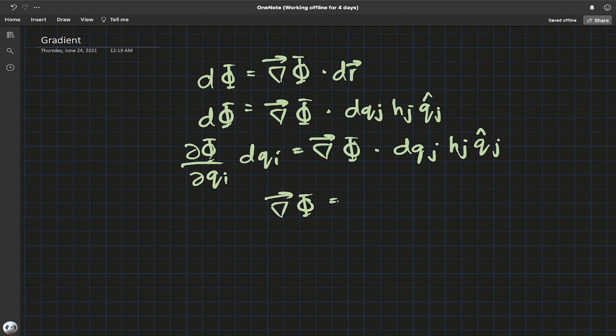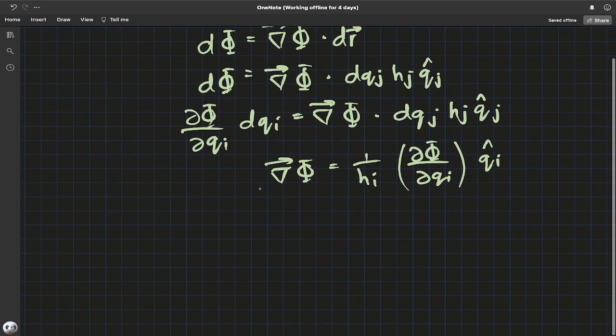Now if you analyze both sides of the equation, for the equation to be true, we want the gradient of phi to be 1 over hi times partial phi partial qi, times qi hat. So if you plug this in and do the dot product, you will see that those scaling factors cancel off and you precisely end up with this left hand side.